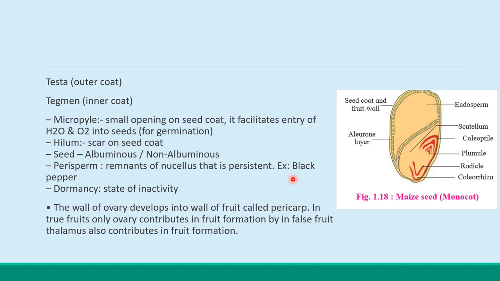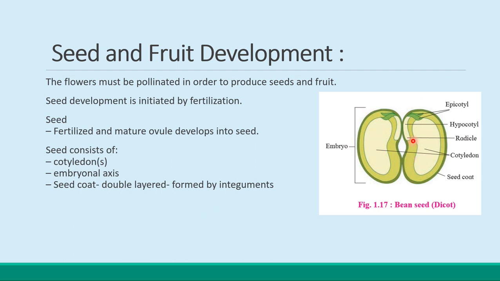If we talk more about the seed, it is the final product of sexual reproduction and is often described as a fertilized ovule. The micropyle remains as it is. What happened in the seed? The micropyle remains as a small pore in the seed coat, which facilitates the entry of oxygen and water into the seed during germination.